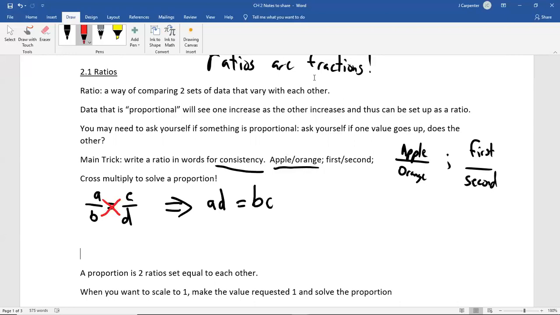So if you don't know what cross multiplying is, you better learn it yesterday, because we're going to be cross multiplying and cross multiplying and cross multiplying, and then we're going to cross multiply, and then we're going to cross multiply some more.